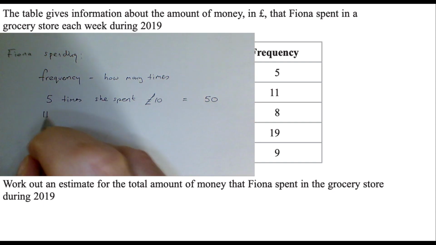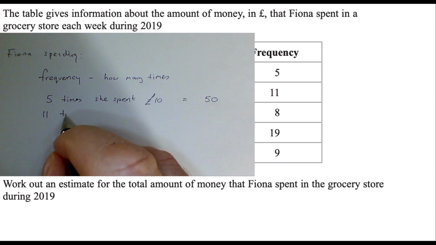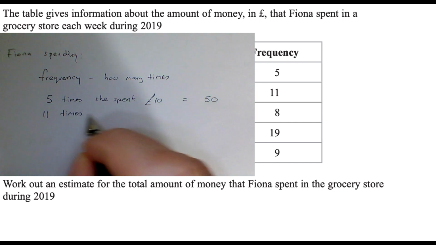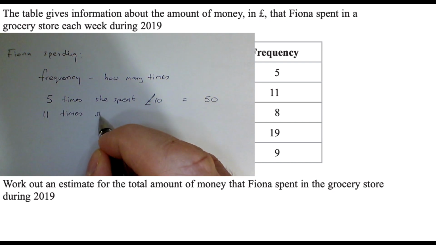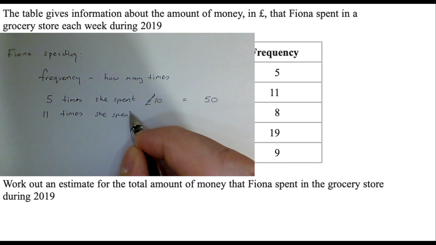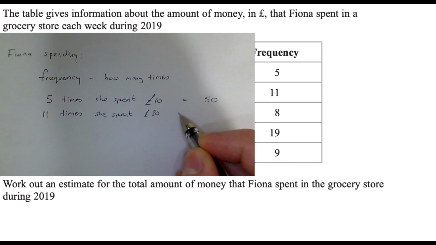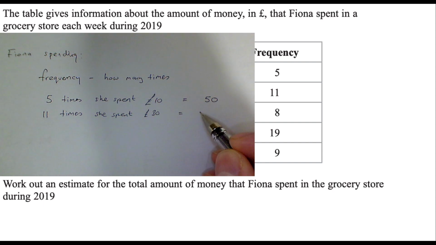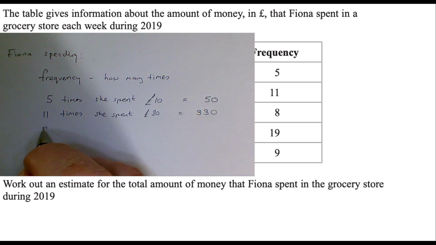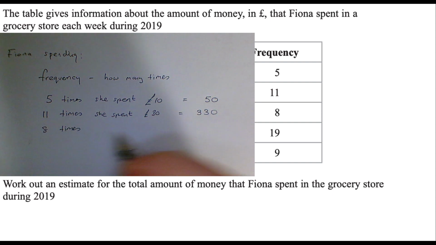And 11 times she spent somewhere between £20 and £40. And so again, I don't know how much exactly she spent, so the halfway point between 20 and 40 is £30, and that's what I'm going to assume or estimate. So 11 times by 30 is 330. You see, I'm trying to line up the units, the tens and the hundreds into the right columns so I can add them at the end to make it easier.